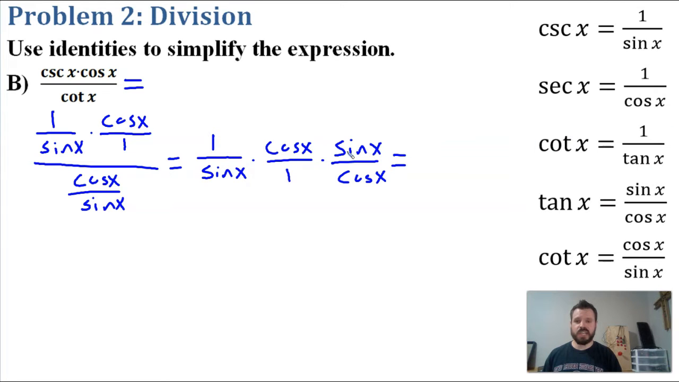And then from here we can just cancel. There is a cosine on top and bottom. Those will go away. A sine on top and bottom. Those will go away. So what I'm left with, once again, is just a 1. Okay, that is a common answer you'll get when you're simplifying trig expressions. In other words, this big ugly fraction we started with is just a fancy way to write 1.